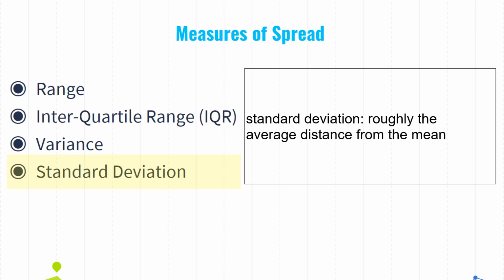So variance and standard deviation are always going to be positive numbers. In fact, all of these measures of spread are always positive numbers.